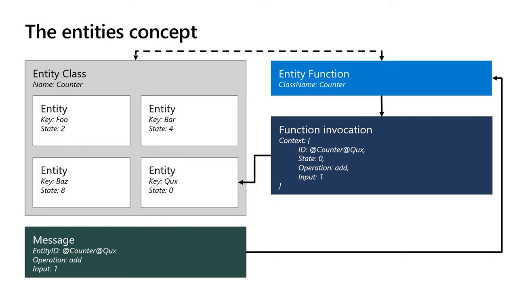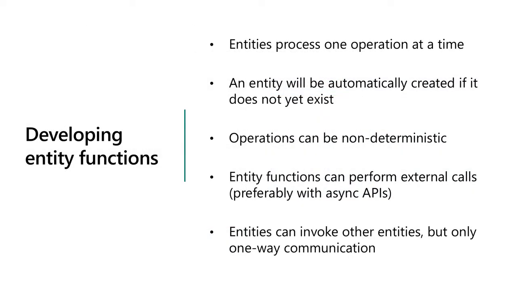Now, this may sound familiar to some of you. This is very analogous to the virtual actor pattern. We're going to talk about why things aren't actors in a little bit, but it's a way that we're bringing in actor-like behavior. So, what are the rules for entity functions?